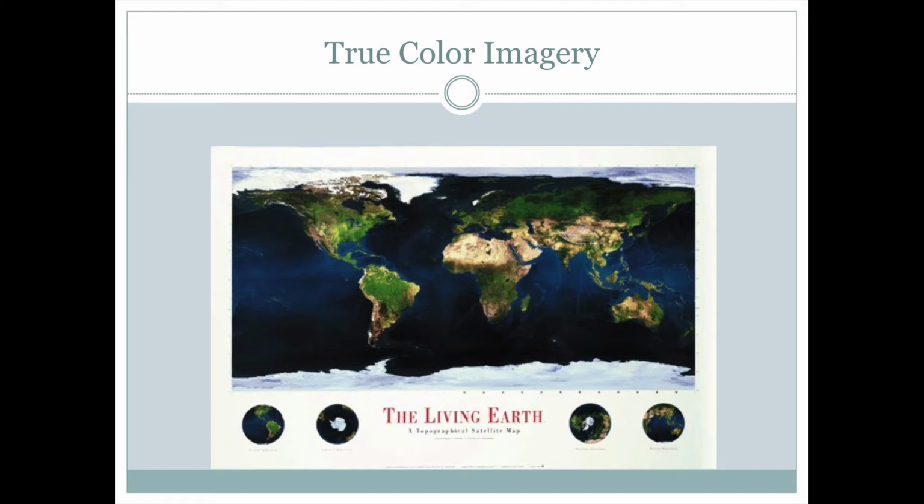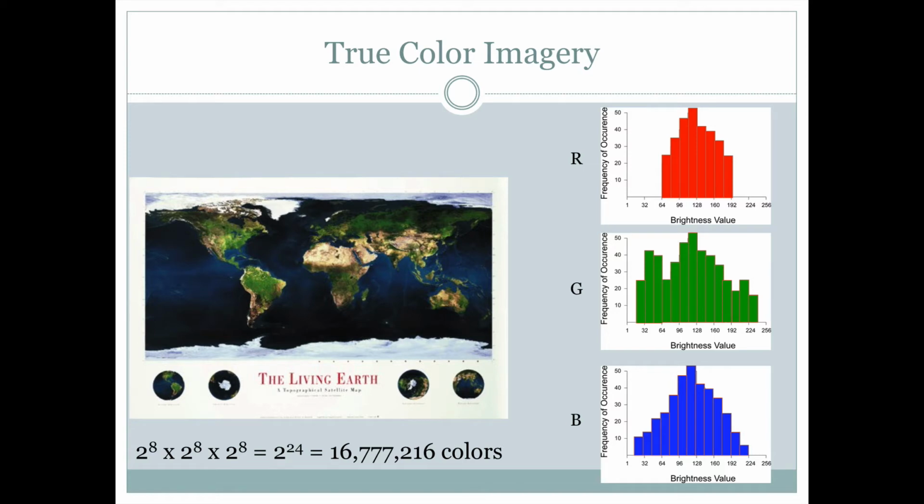And this is a famous example of the living Earth, which is a true color image of the entire Earth cloud-free. So the way that we do this is that whatever was measured in the red portion of the electromagnetic spectrum, we display it with the color red. Whatever was measured in the green portion, we display with the color green. And whatever was measured in the blue portion, we display with the color blue.